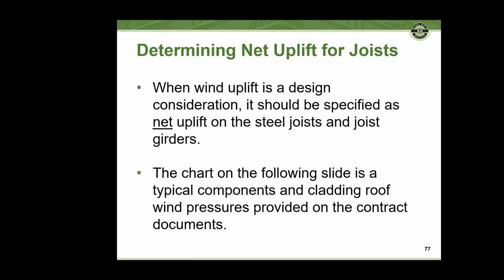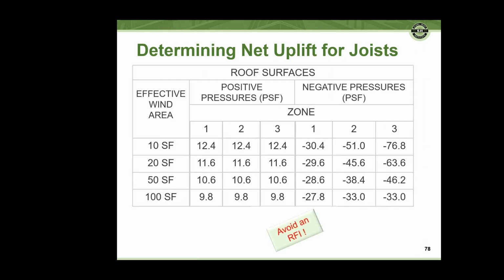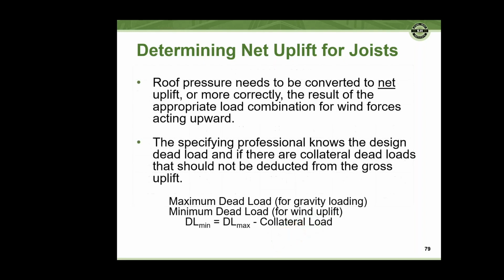Wind uplift is a design consideration, should be specified as net uplift on the steel joists and joist girders. And then the chart on the following page is an example of what one might find on structural documents, and this will lead to RFIs. So the questions will be, what loads does this represent? And is this a gross uplift or a net uplift, or does it need to be put into load combinations? So it leads to what exactly are these pressures shown.